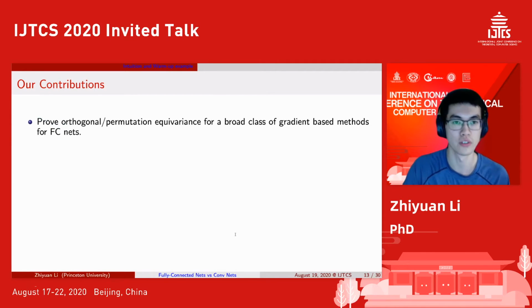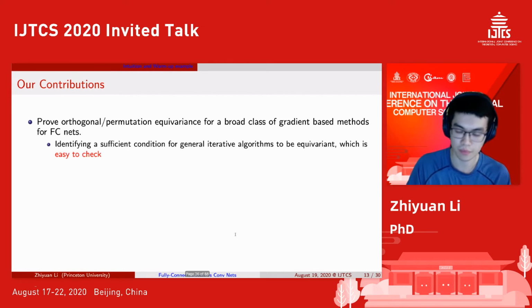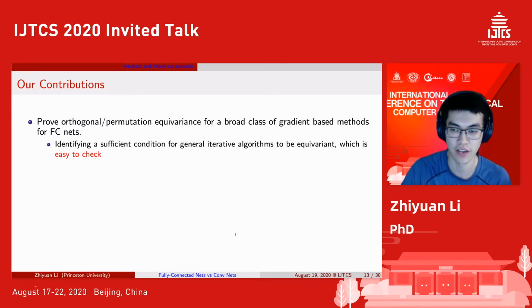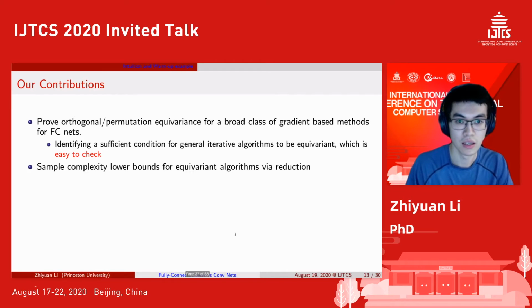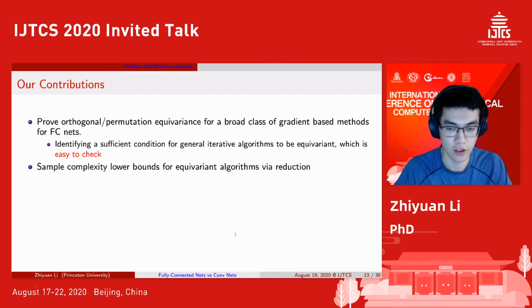Okay, so our contributions. First, we prove that a broad class of gradient-based methods for fully connected neural networks are orthogonal or permutation equivariant. In detail, we identified a sufficient condition for a general iterative algorithm to be equivariant, which is very easy to check. And we also proved sample complexity lower bounds for equivariant algorithms via reduction.